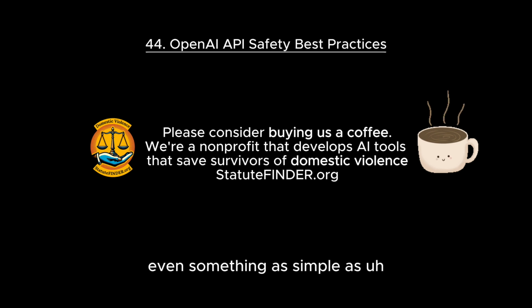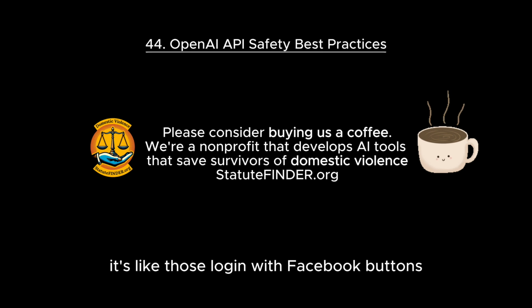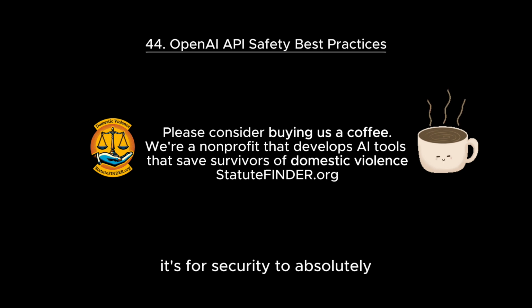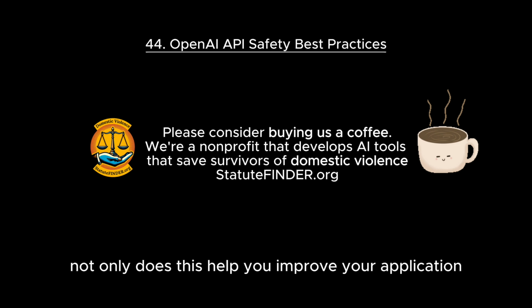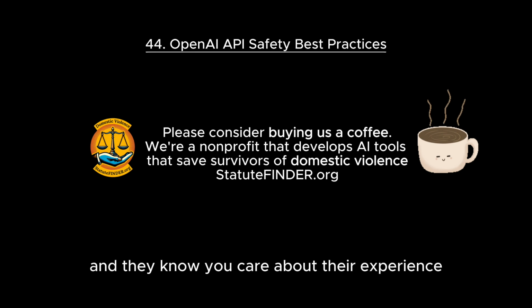Even something as simple as connecting user actions to an existing account, like their Gmail, can add a layer of accountability. That's interesting. It's like those login with Facebook buttons you see everywhere. It's not just for convenience, it's for security too. Absolutely. And one more thing, think about providing a clear way for users to report issues. Not only does this help you improve your application, but it also builds trust. Users feel heard, and they know you care about their experience.